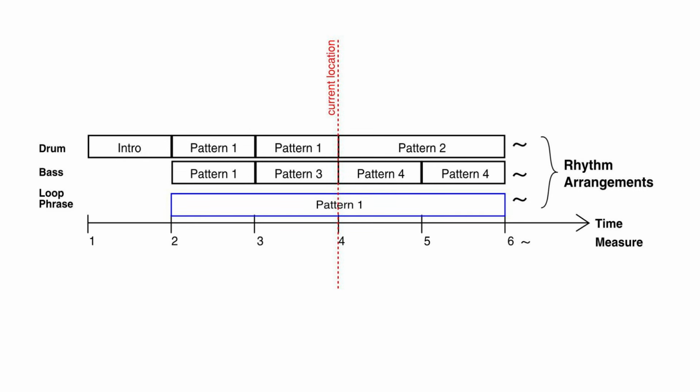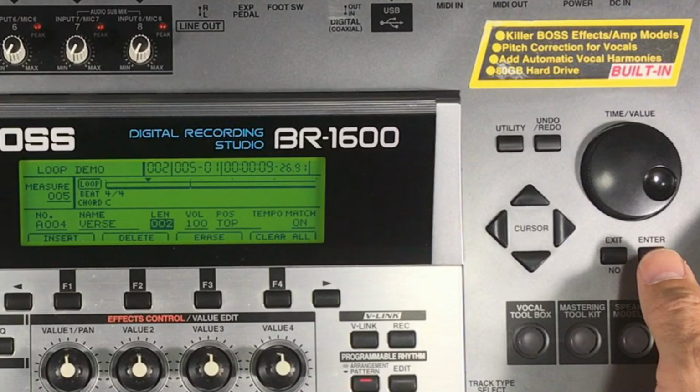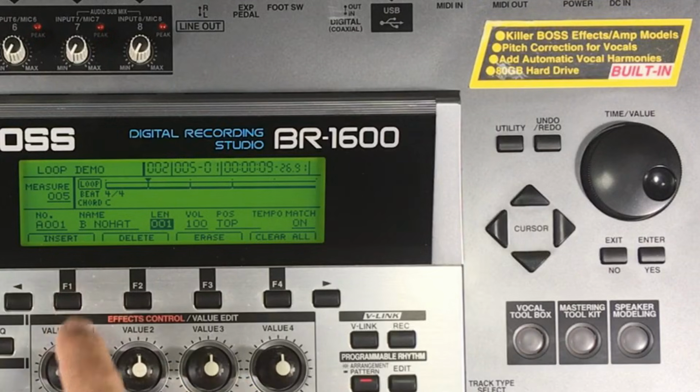To be able to reduce a multi-measure pattern down to a single measure, you must be positioned at the start of the first measure. You can use F1 insert to add a loop partway through an arrangement. Move the current location to where the loop is to be inserted and press F1. A single measure is inserted and all the following loops are pushed out by one measure to suit. Highlight either the loop name or number and use the time value wheel to set the new loop.